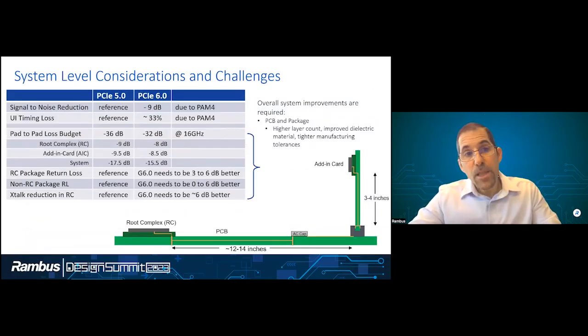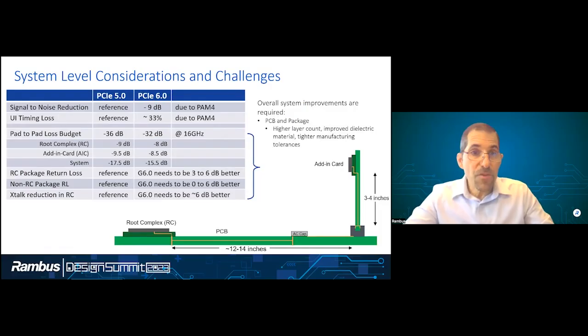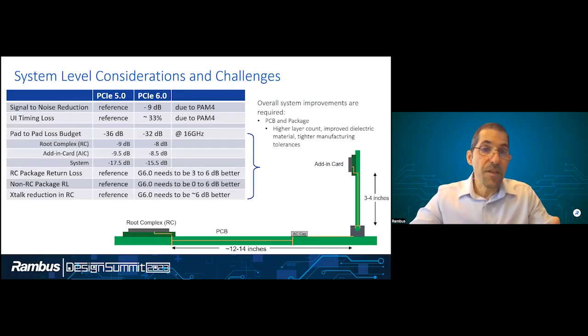Now the pad-to-pad loss budget. So these two reaches, if you will, the 36 dB for Gen 5 and 32 dB for Gen 6, these are what the spec calls for. And if the systems are designed to that spec, what you see below, root complex, adding card and system, this is the estimated amount of loss for each of the components to ultimately add up to 36 for Gen 5 or 32 for Gen 6. And this is all at the Nyquist frequency of 16 gigahertz.